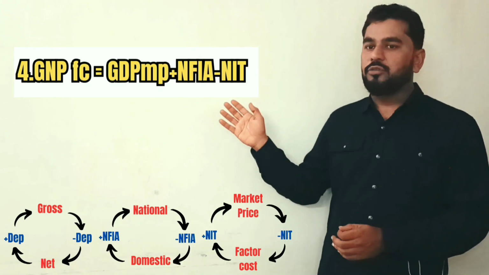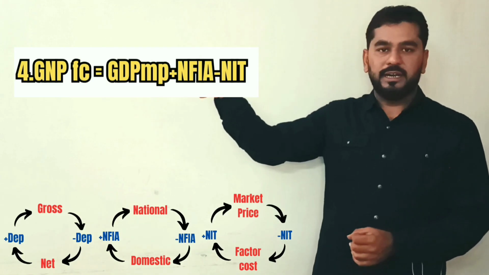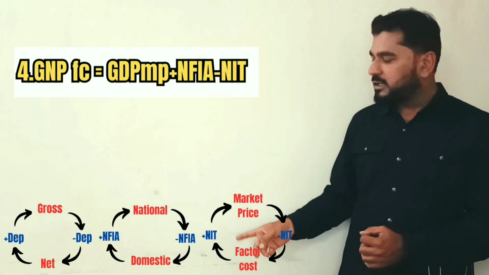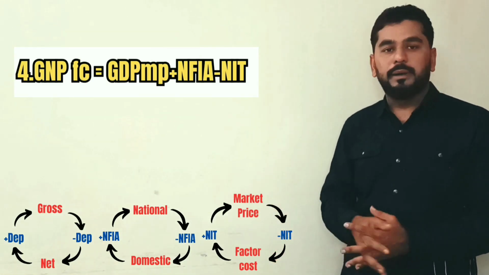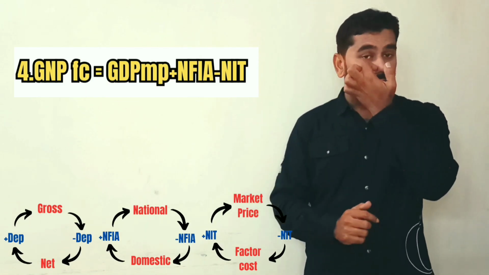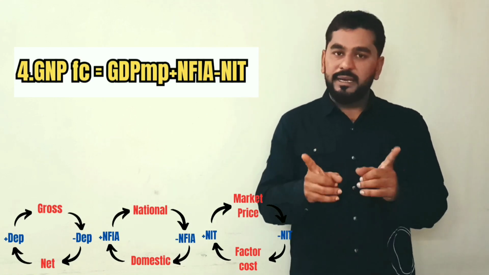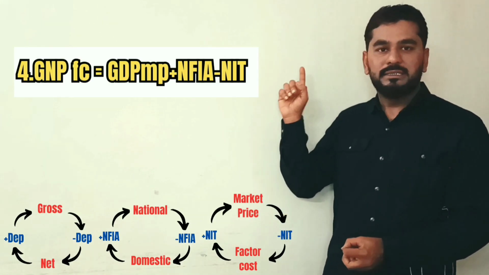And then you have to go from market price to factor cost. To move from market price to factor cost, in the technical parameter, I need to minus the NIT. So just mention that minus NIT, that becomes the formula to find GNPFC. So GNPFC is equals to GDPMP plus NFIA minus NIT.